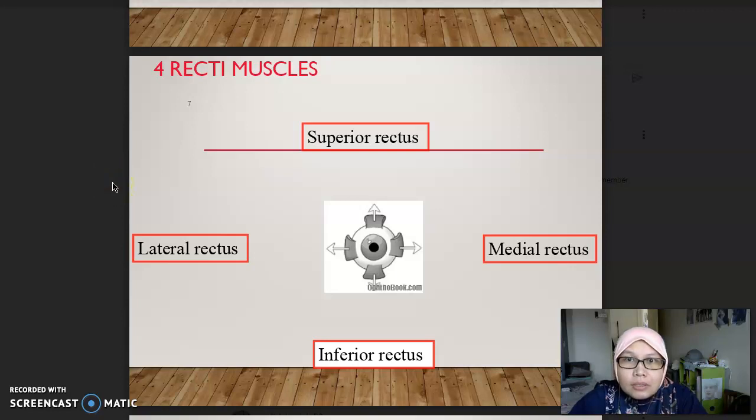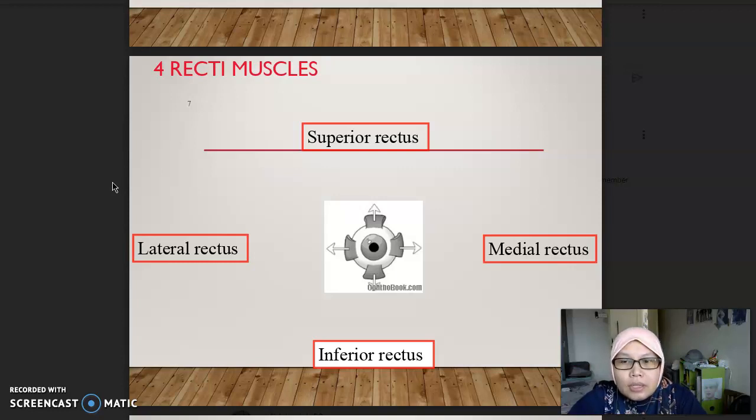Okay, hello everyone. We will continue the neuro-ophthalmology lecture again, which is the second part. Okay, so we are still under neuromotility.